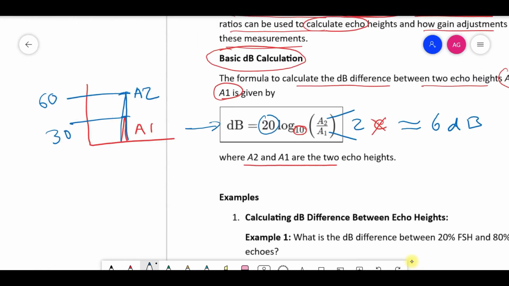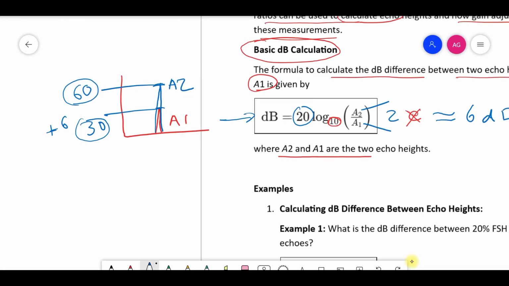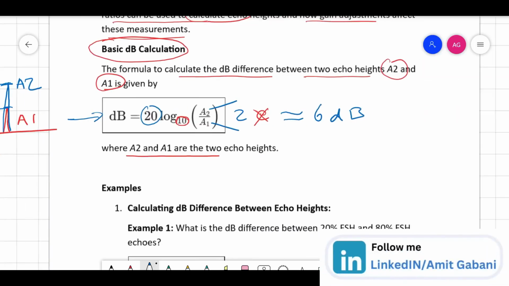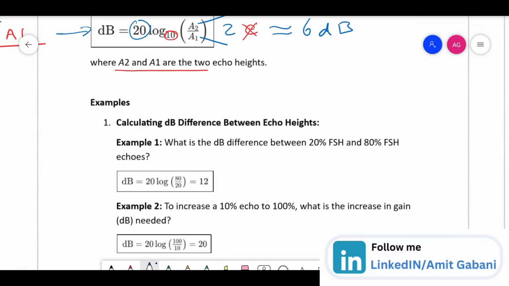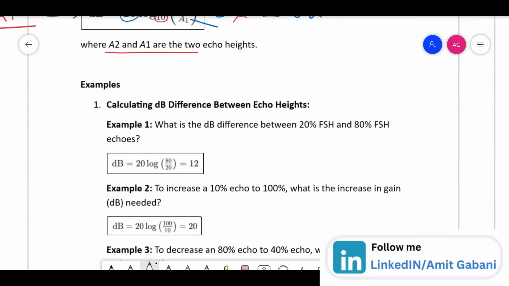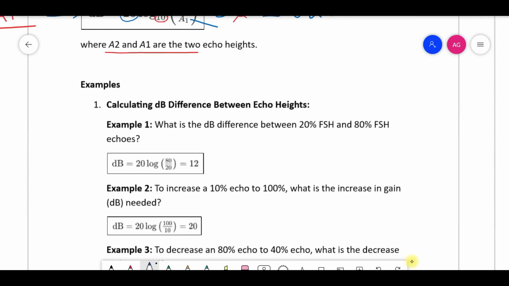This is a very general theory. You will have an idea. If the echo is 30%, and you want to make it 60%, then you have to add plus 6 dB. If it was 60% earlier and later you have to make it 30%, then you will have to add minus 6 dB also. Okay, this is how the calculation works, it is very easy. If we talk about examples, you will not get such a straightforward example in any exam. They ask in a little twisted way.